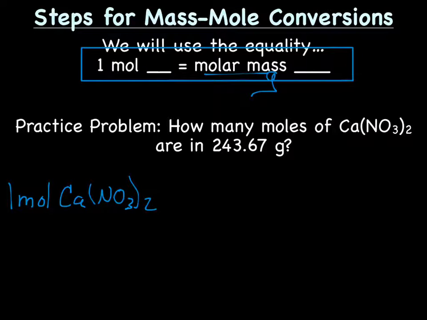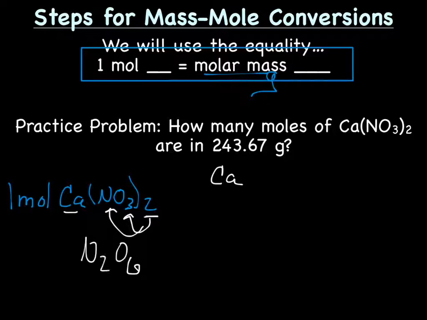And remember, to figure out molar mass, we calculate the formula mass and use the units grams. So to figure out formula mass, we list all the atoms present in our molecule. So we know we have a calcium, and remember this number out here distributes, so that means we have 2 times 3, we have 6 oxygens, and 2 times 1, we have 2 nitrogens. So we have a calcium, 2 nitrogens, and 6 oxygens.